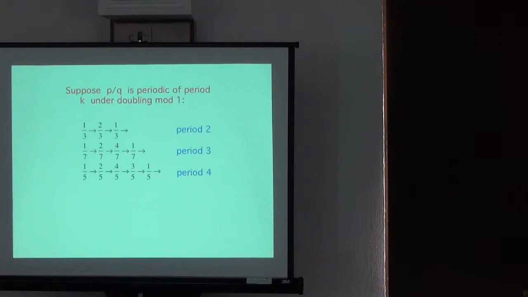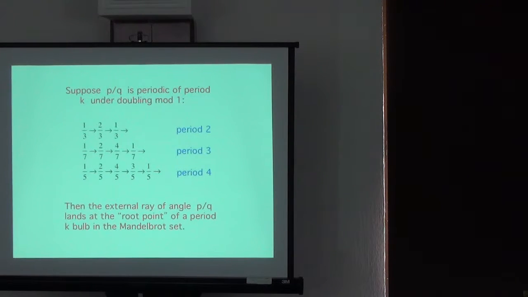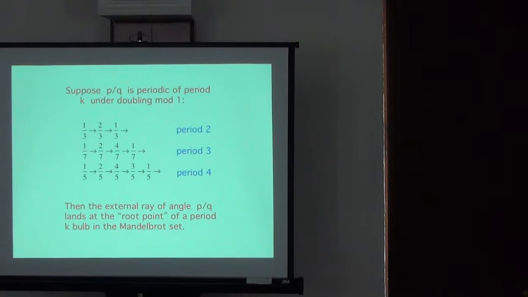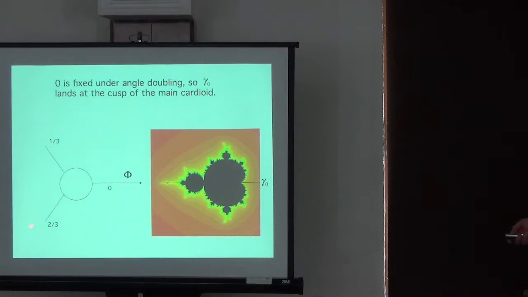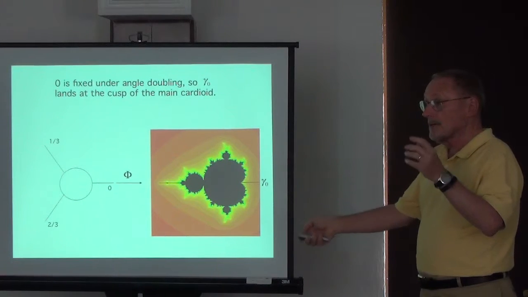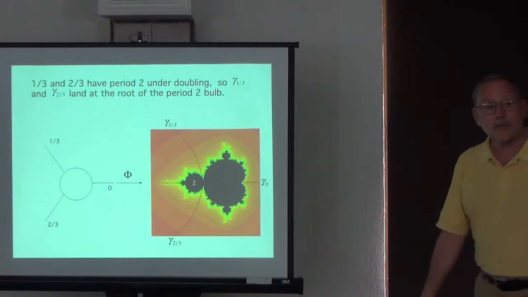That's period 4. If you have a fraction that's periodic under doubling mod 1, then in fact the external ray, the image of that P over Q ray in the Mandelbrot set, limits at what we call the root point of a period K bulb in the Mandelbrot set. For example, if you take the 1/3 or 2/3 rays under this Riemann map, they map to a curve that limits on the root point of, these are period 2 under doubling, that would be the root point of the period 2 bulb. They limit right there. So that's the period 2 bulb.